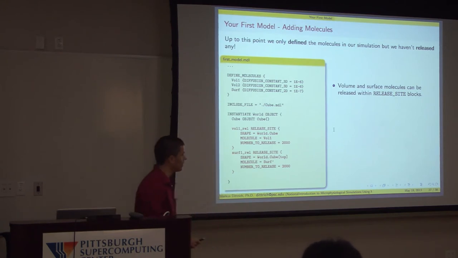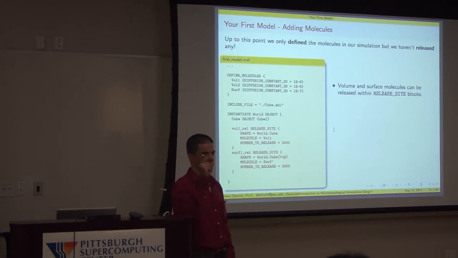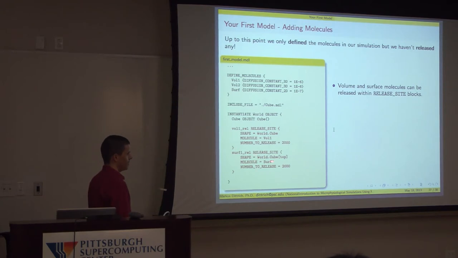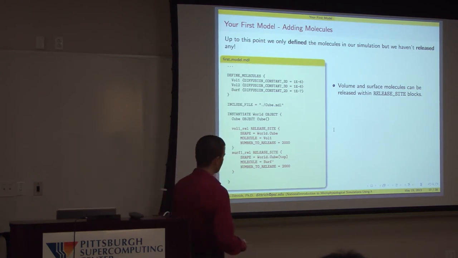So this is your way to release surface molecules wherever you want on your geometry, so on a per triangle basis, really. So you define the region, in this case it's top, and you say, I want to release a surface molecule. I'll come to that little thing here in a second. And again, I release 2,000. So that's how I release surface molecules.